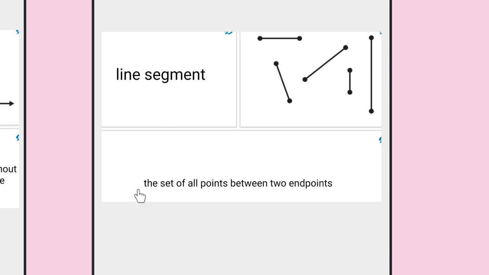A line segment is defined as the set of all points between two endpoints. So here we have what looks like a line, but we see these two dots which indicate that these are endpoints. So a line segment is pretty much a piece of a line.